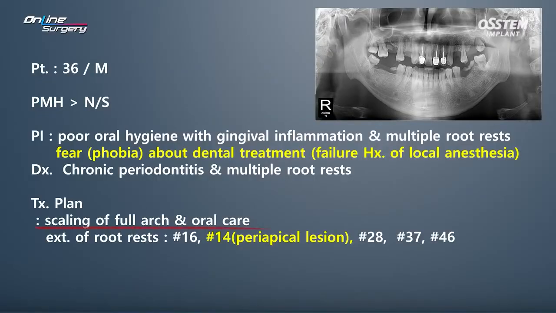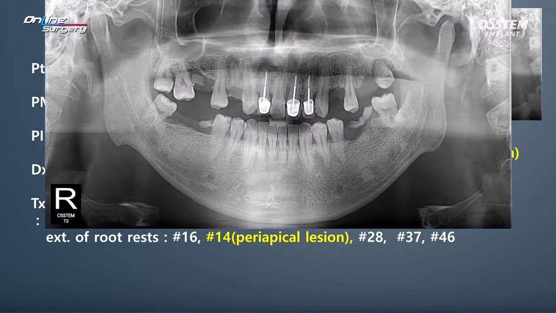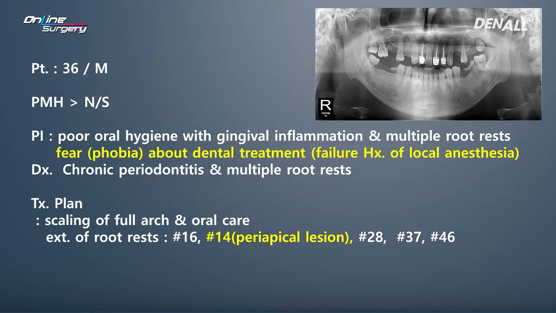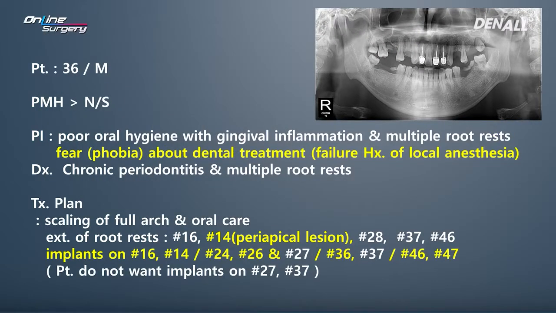The treatment plan. First, overall scaling and oral care were to be done. Root rests in number 16, 14, 28, 37, and 46 needed to be removed. In the case of number 14, there is a periapical lesion. I suspect significant alveolar bone destruction. Implants will be placed in number 14, 16, 24, and 26.